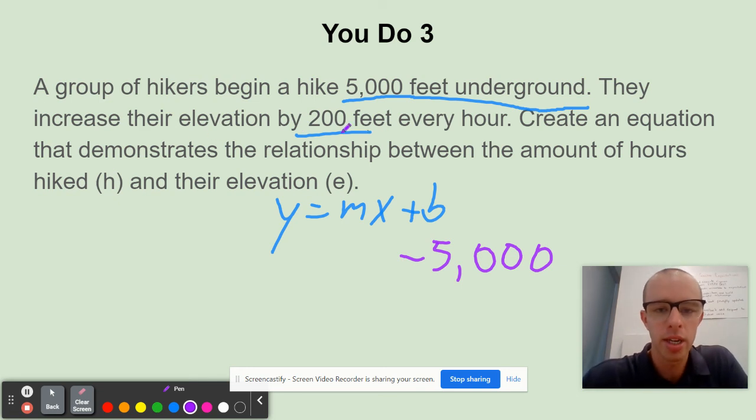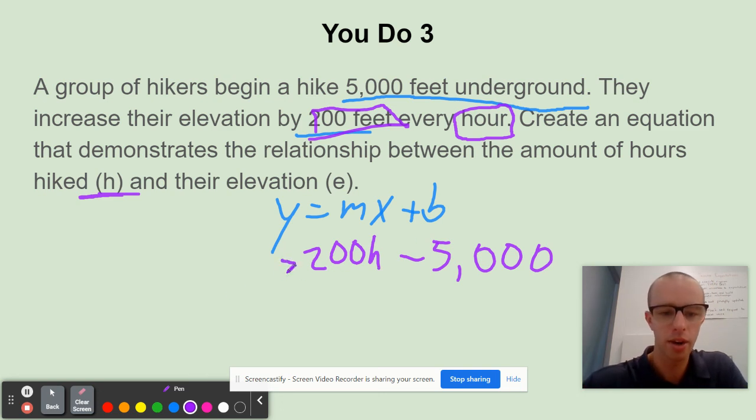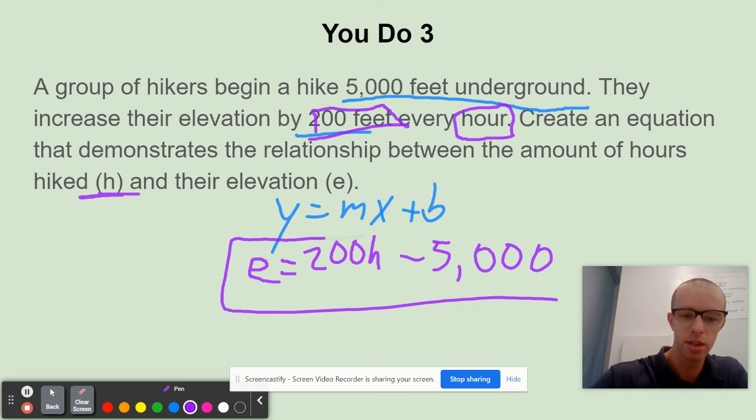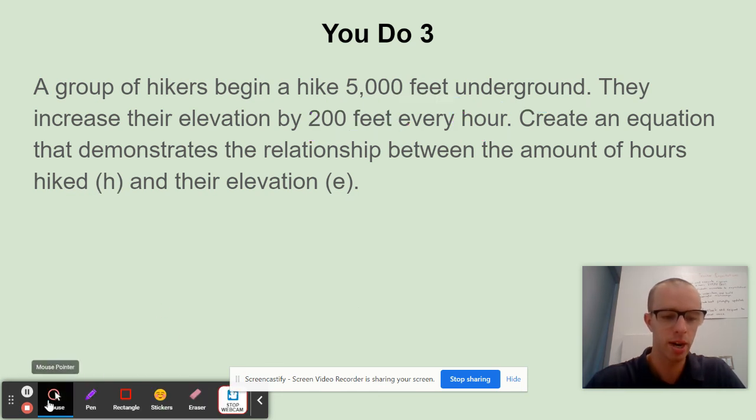They increase their elevation by 200 feet every hour. And I know that I'm using h to represent hours, so that's going to be a positive 200 h because they're increasing. That's a positive 200. And all of this is equal to their elevation. And so this is our final equation. I hope you got that on your own and you understand this lesson. If not, maybe replay it. And I will see you on the next lesson where we start to use these equations to solve real-world problems.